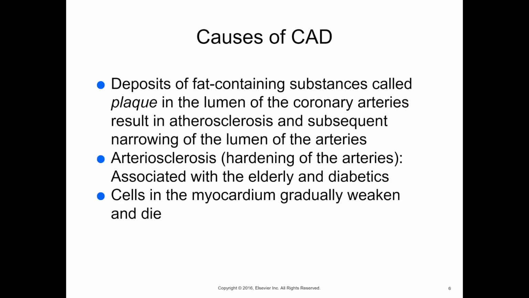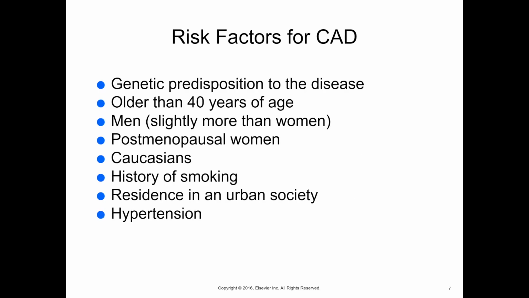So causes, again, fat-containing plaques. We'll talk about the pathogenesis of this later on, but you get a narrowing of the artery and therefore less blood and less oxygen supplying the myocardium. Arteriosclerosis also happens in those that are diabetic and elderly, and arteriosclerosis is hardening of the arteries, whereas atherosclerosis is plaque formation in the arteries. Over time, CAD may be occurring in somebody and they don't have symptoms, but over time it leads to the myocardium becoming weak and eventually dying, and that is an MI, a myocardial infarct.